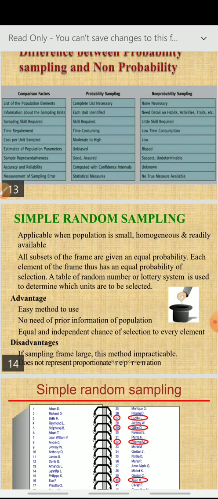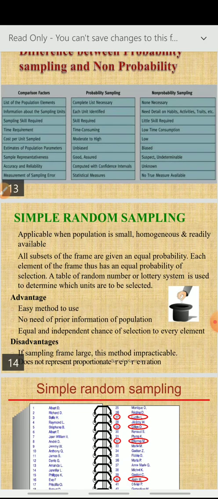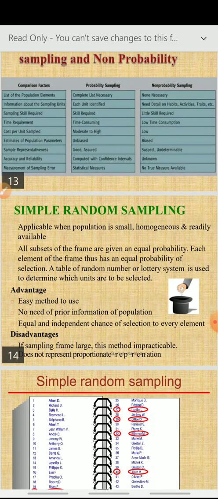Cost per unit of sample is moderate to high in probability and very low in non-probability. It's an unbiased approach because we are going by some technique, but in non-probability it's very biased because we are doing it as per our comfort. Sample representativeness is very good and assured in probability, but in non-probability it's suspect and undeterminable. We are not sure whether our sample is good or not.